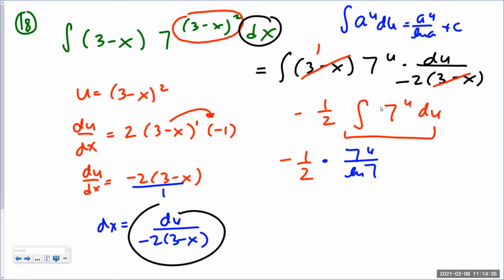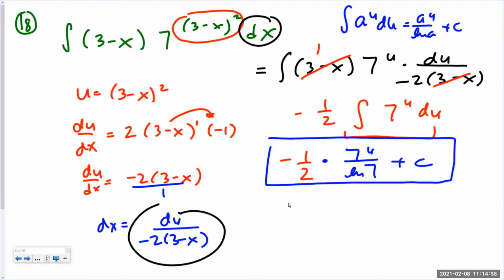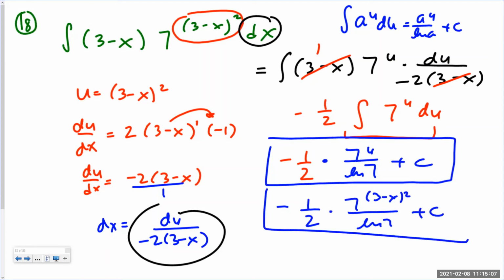Guys, why is a 7? Because a is just some number. I can't on your formula sheet write 7 to the u, use this formula, 100 to the u, use this formula, 5 to the u, use this formula. Does that make sense? That would be silly to do that on your formula sheet. So I just put a. A just means some number, and then plus Charlie. And that is a great answer. And actually, it is a right answer too. No, it's not the right answer. You're right. This is 1/2 times 7 raised to the quantity 3 minus x squared over ln of 7 plus c, and that is the right answer.